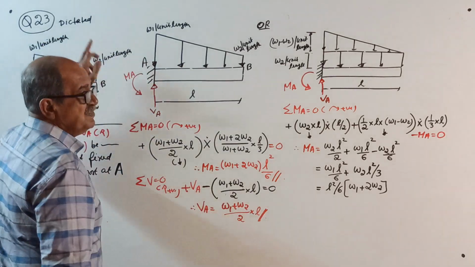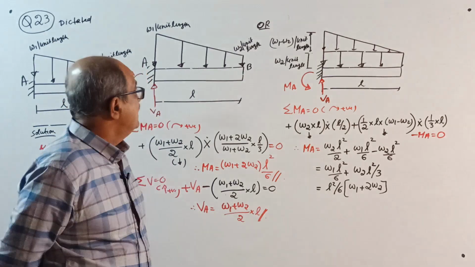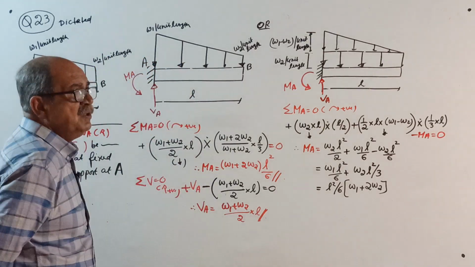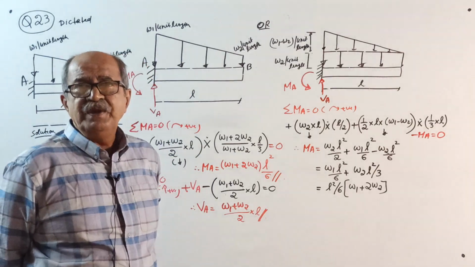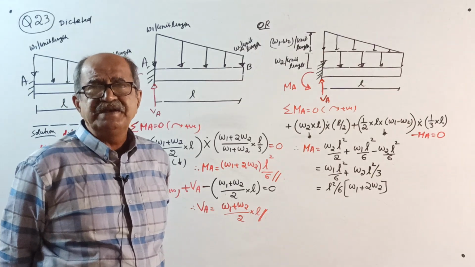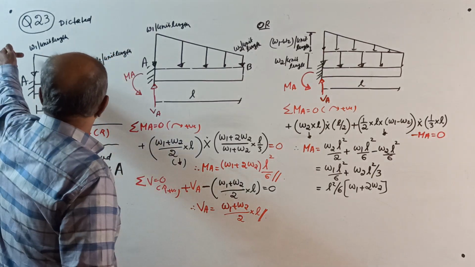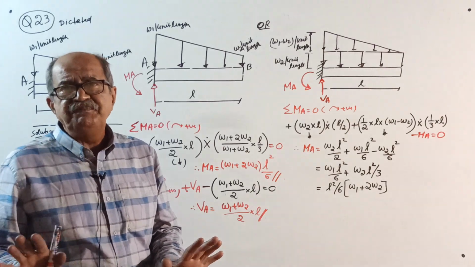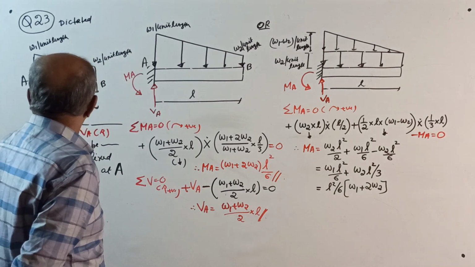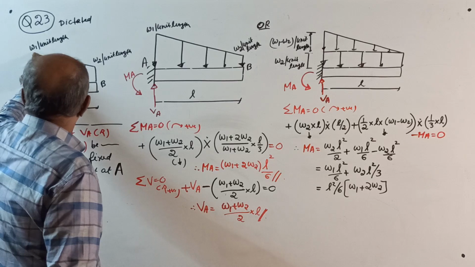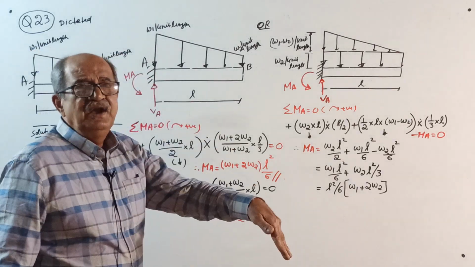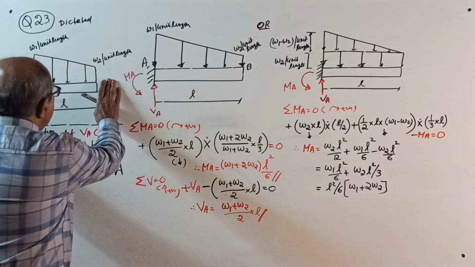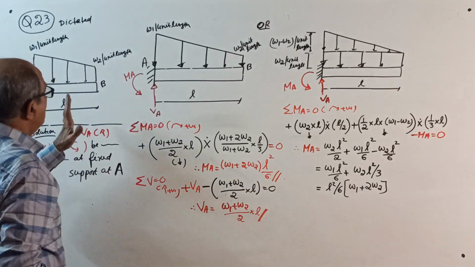Question 23 dictated. Read the question properly. A cantilever beam is of length L. It is loaded by a uniformly varying load of intensity W1 per unit length at the fixed end, which linearly reduces to W2 per unit length at the free end. I never tell left and right end. W1 here, W2 here. Okay, this is the given beam. Usual statement. Make a note.